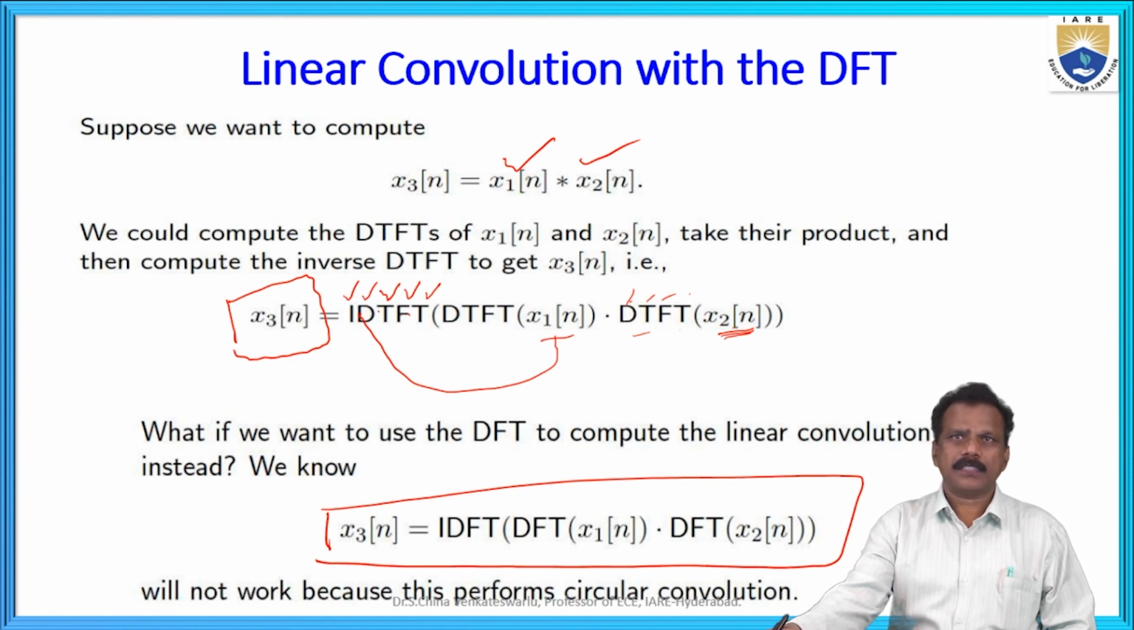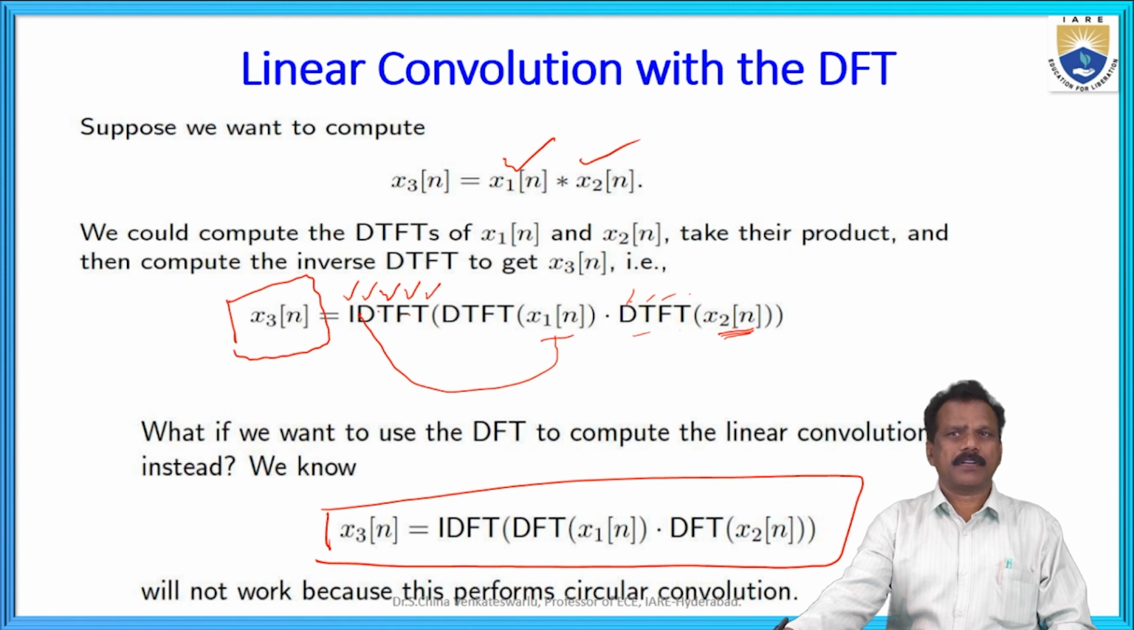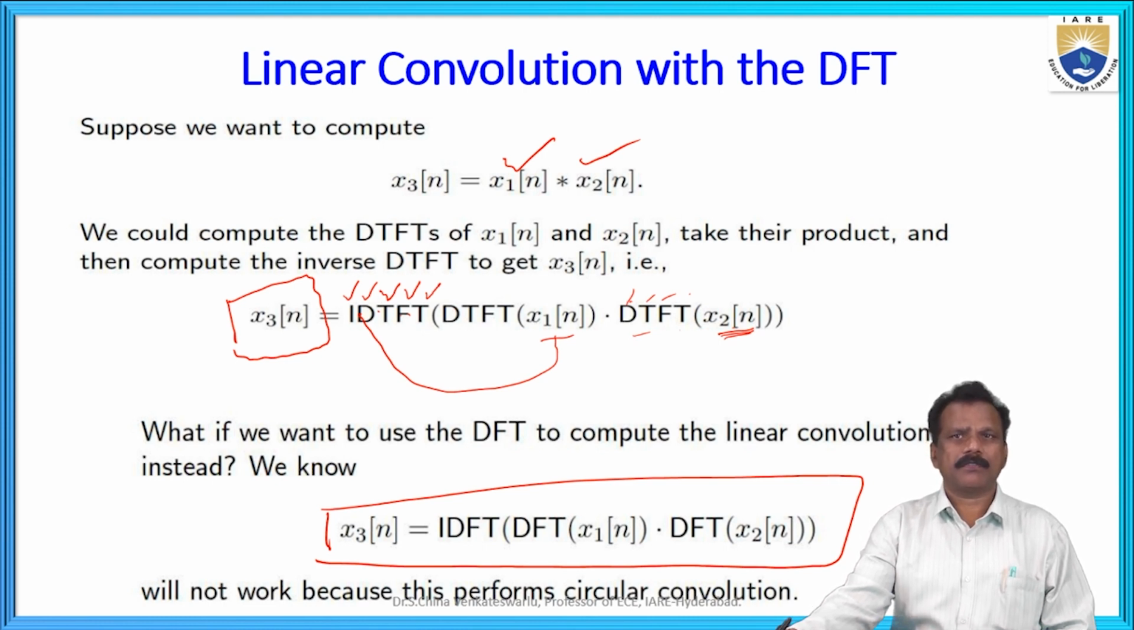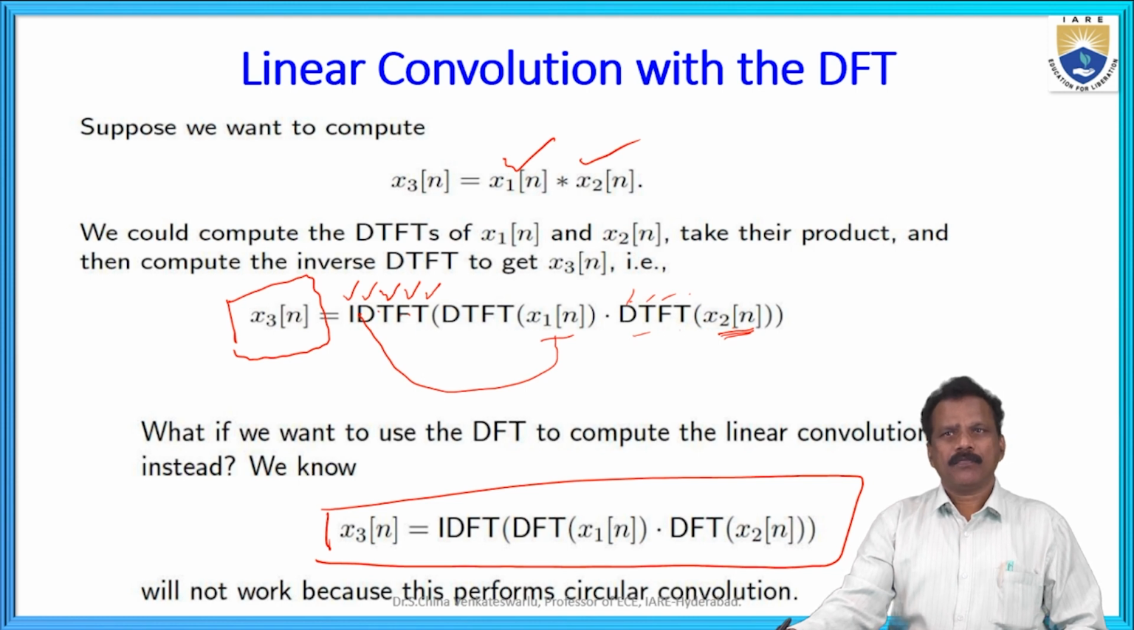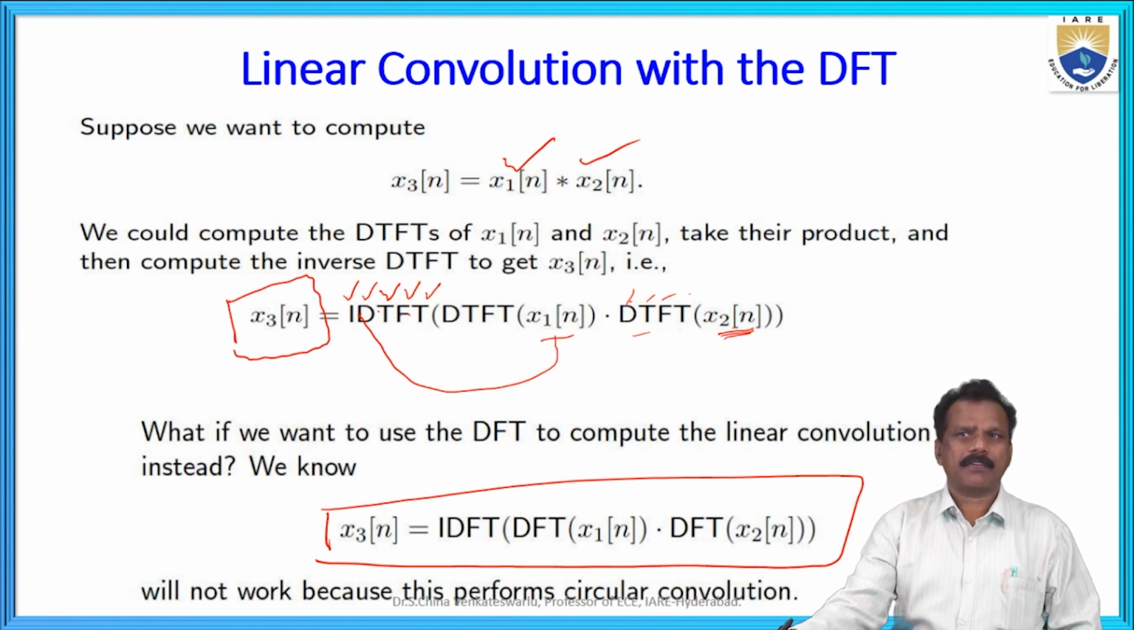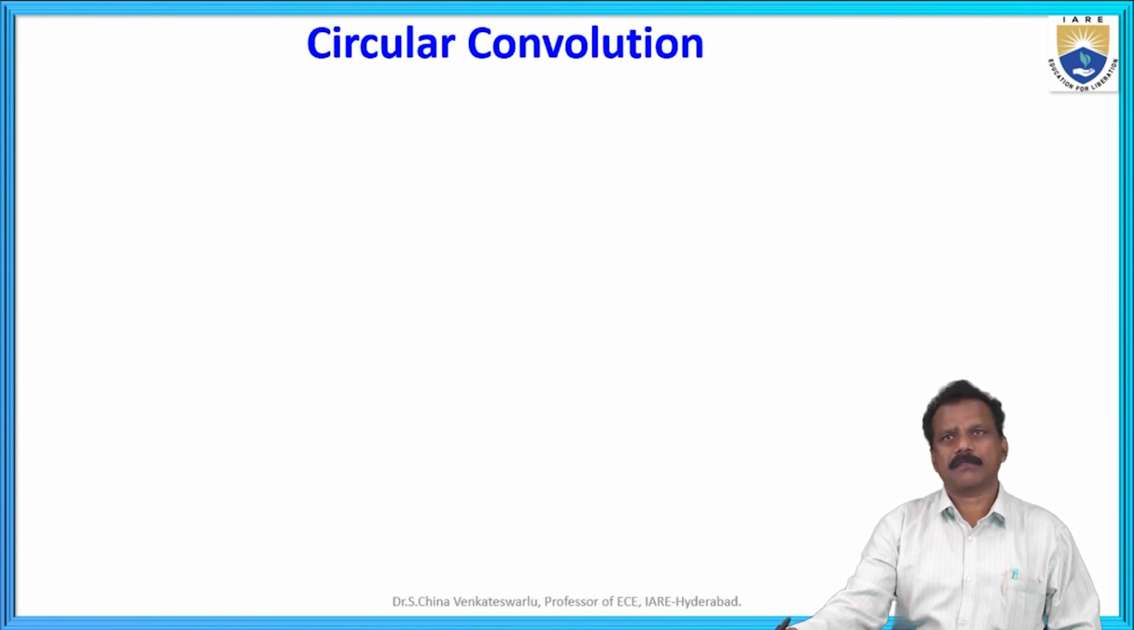Okay, so like this, we have to distinguish the linear convolution and the circular convolution with the help of the discrete Fourier transform and inverse discrete Fourier transform. How is it used? If we want to use the DFT to compute linear convolution instead, x3 of n equal to the inverse DFT of DFT x1 of n times DFT x2 of n will not work, because this performs a circular convolution.